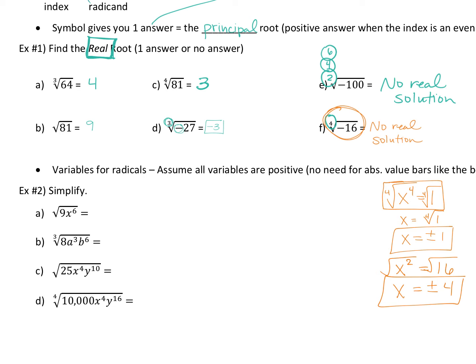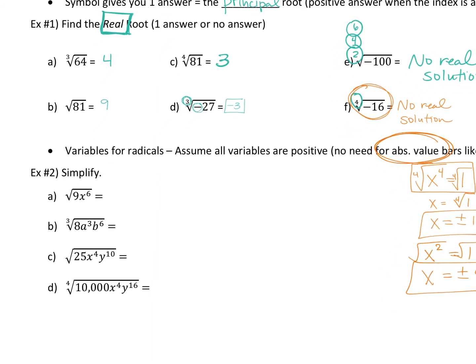Okay, the last thing we're gonna do is add some variables into the mix, which is a pretty simple process. The book does it a lot more complex than we're going to do it. When you check your homework for this tomorrow, you're gonna see absolute value bars all over the place. We're not doing those, so ignore the absolute value bars. We're not gonna mess with them. We're just gonna assume the positive every time.